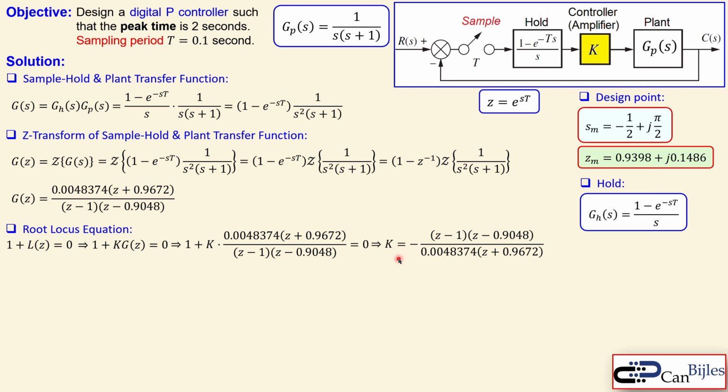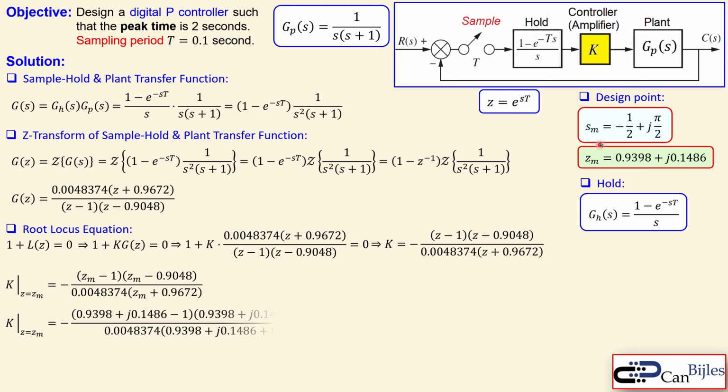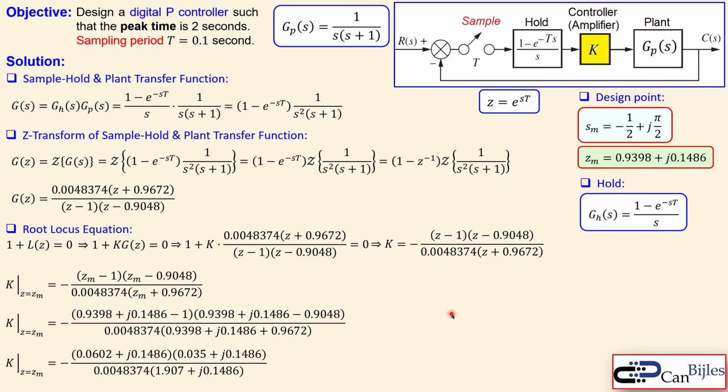Now we need to evaluate this z in the design point in the z domain, which is zm. So we need to substitute zm where we see a z. I already designated that here, and now I will substitute those expressions here for the design point. Now we can simplify that because you see here 0.9398 and also minus 1, so we can take that together, and other parts have similar things. Let's do that, and you get now the final form of the expression for the K, which is our controller.